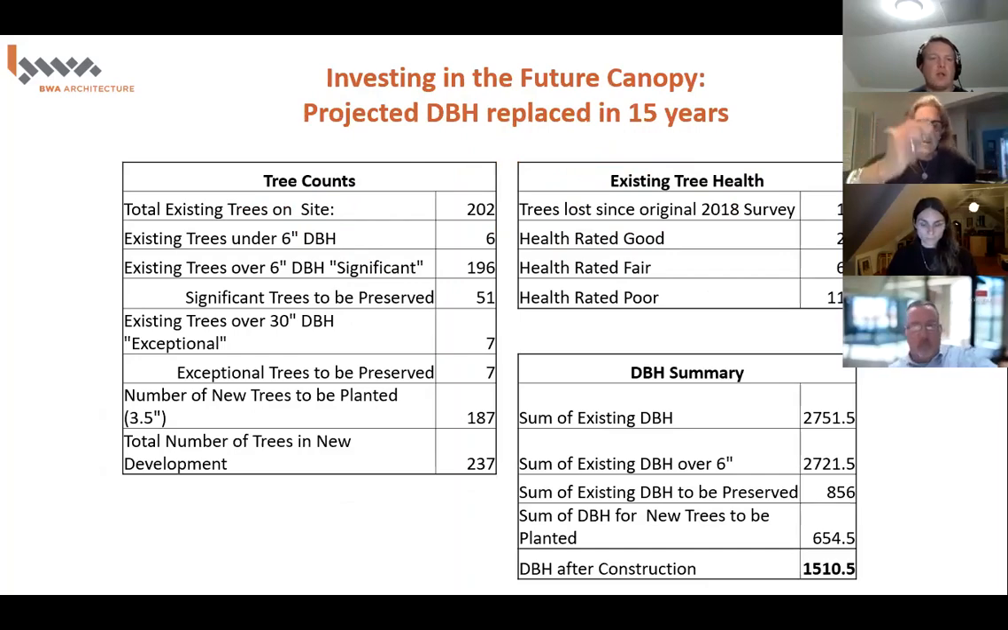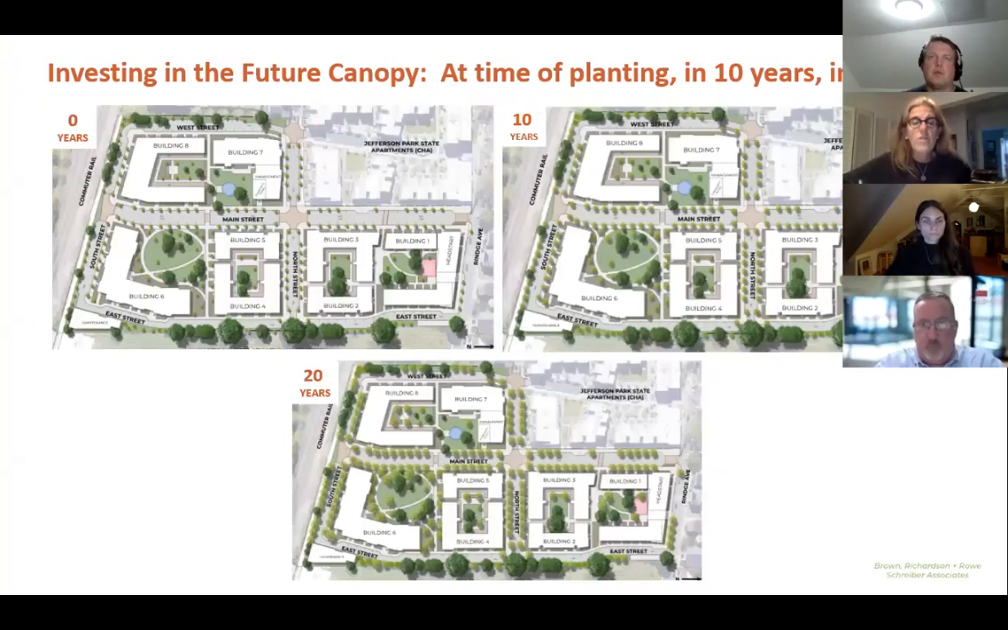This is just a summary of the existing trees on site, and the diameter at breast height, the diameter of the existing trees, and a projection showing that within 15 years, with all the new trees that we're planting, we will have replaced that diameter of tree. So we know it's going to take a long time for canopy to regrow, but we're planting in a way to maximize canopy as quickly as possible.